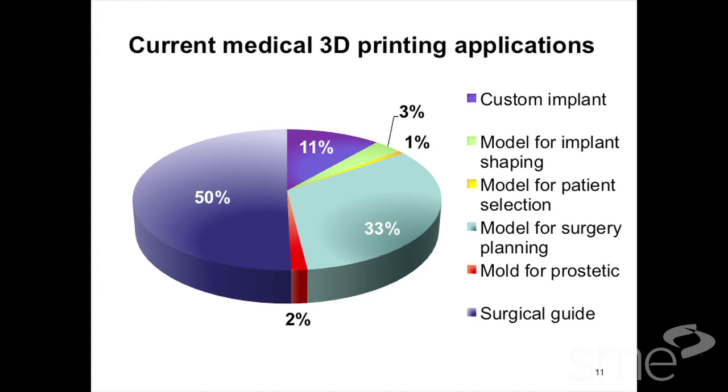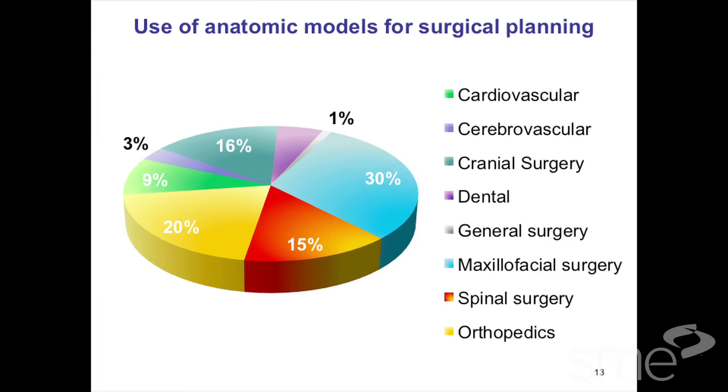When we look at what applications there are, we could see that surgical guides are the biggest part, and after that we have implants as well, quite important. When we look at models, because that's what we're going to talk about today, we can see that we have models for patient selection, which are mostly in cardiovascular applications, accounting for 1% of total 3D printing, and models for implant shaping, which are mostly in maxillofacial surgery, accounting for 3% of all applications. Then we start looking at models for surgery planning, which are the thing we're going to talk about today, which account for 33% at this moment.